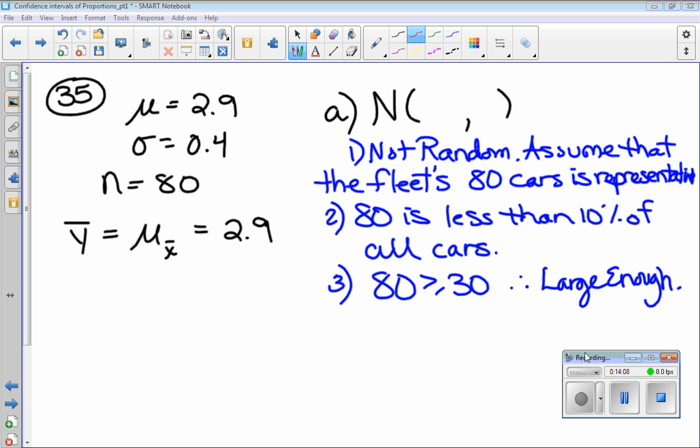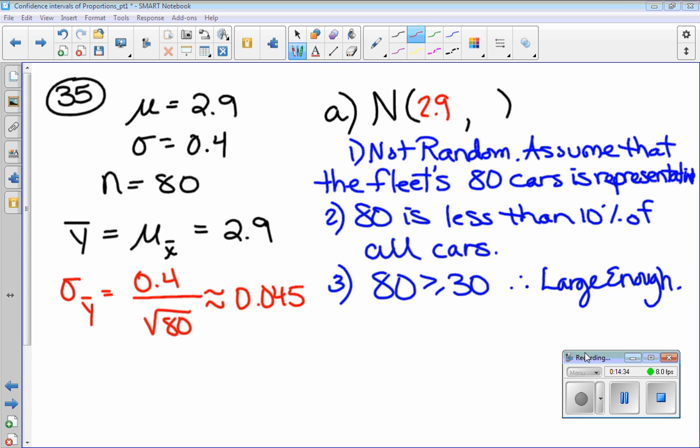which means that I can use my new standard deviation, right? And that's going to be the standard deviation divided by the square root of the sample size. And my human calculator part of myself says it is 0.045. So if I'm trying to describe the model, this is what you would actually do. Okay, so I'm going to highlight the actual answer. That's the description of the model.